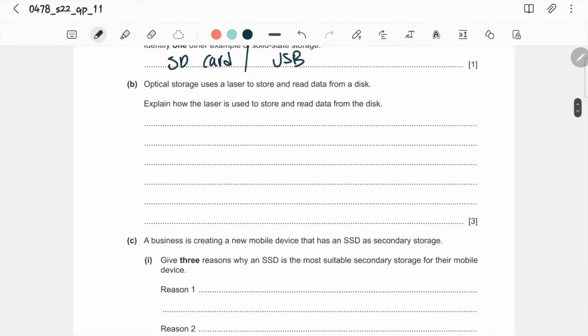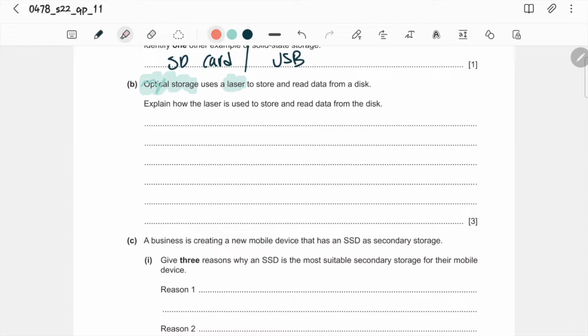Okay, the next question, it says optical storage. An optical storage uses a laser, so it's using a laser to store and read data from a disk. Okay, so it's using a disk. Explain how the laser is used to store and read data from a disk.